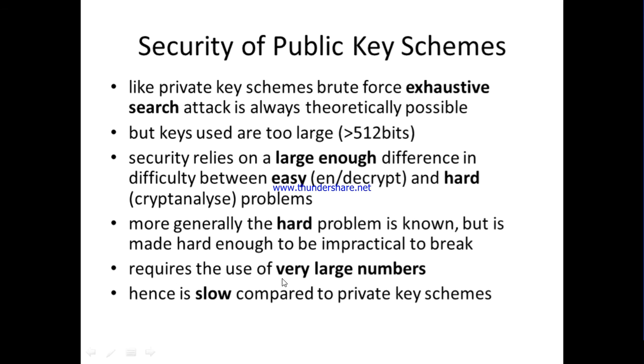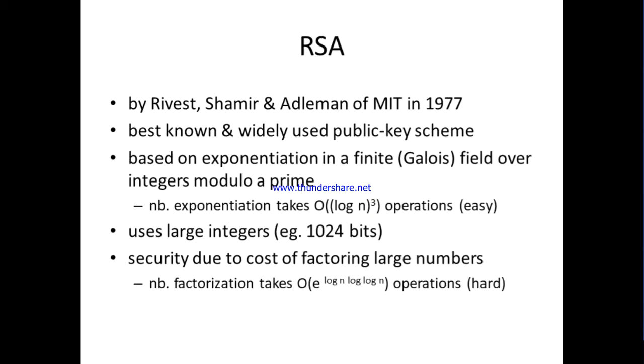We use large numbers to avoid brute force attacks. Because we are taking very large numbers, and also going for two different keys, it may be slow compared to private key schemes, where a single key is used. Here we are using two keys.